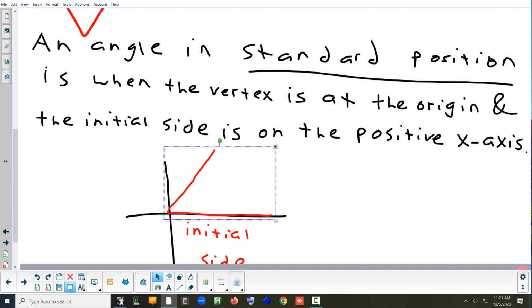Okay. Also, if I did this, is that standard position? Is the vertex at the origin? Yes, the vertex is at the origin, and the terminal side is on the y-axis. But the definition doesn't say anything about where the terminal side should be. It's the initial side on the positive x-axis. So that's not standard position.